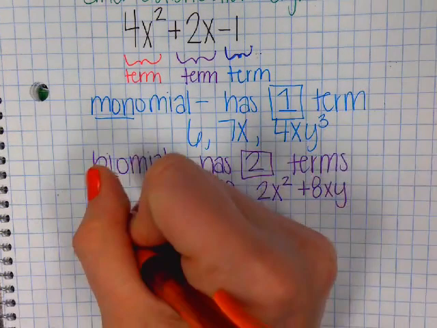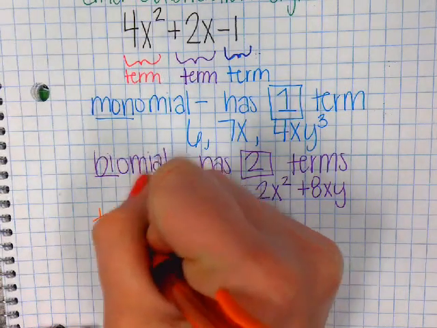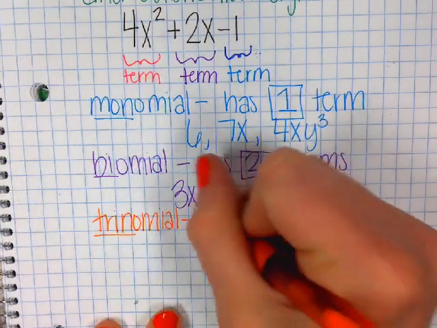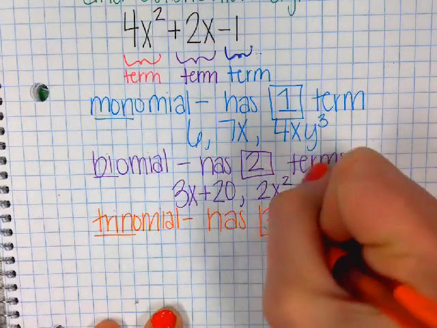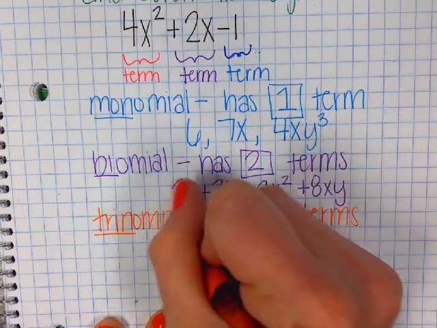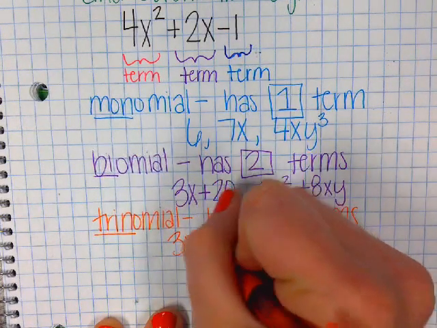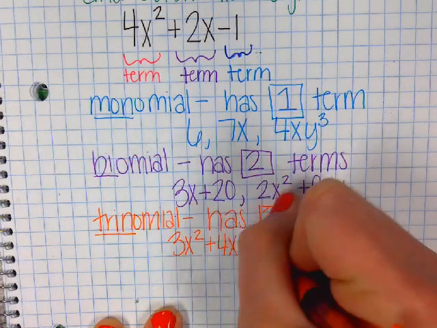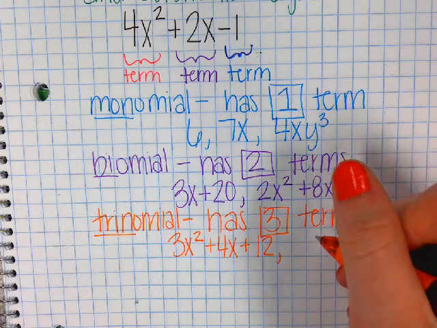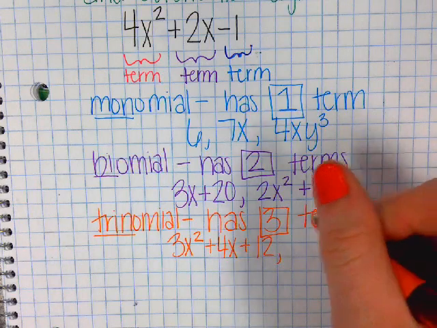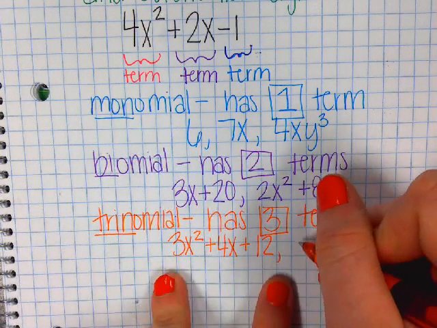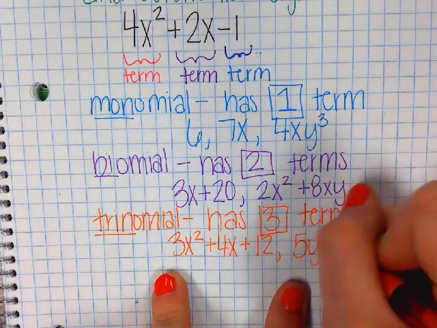Okay. The last one that we call is a trinomial, and it has three terms. Three x squared plus 4x plus 12. Those are all separated by an addition sign. So those are three different terms. So then the whole polynomial is called a trinomial.